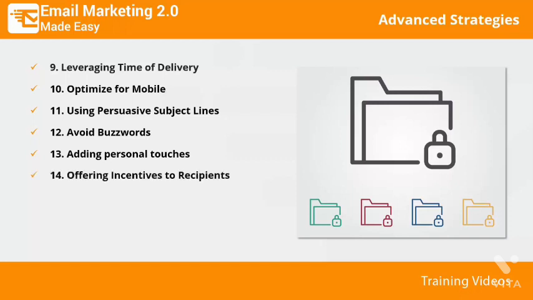14. Offering incentives to recipients. Offering incentives to your recipients is a great way to foster engagement, increase open rates, and ensure good inbox delivery. 15. Creating a sense of urgency for the recipient. A sense of urgency can also increase engagement when done correctly, and increased engagement means increased open and delivery rates.